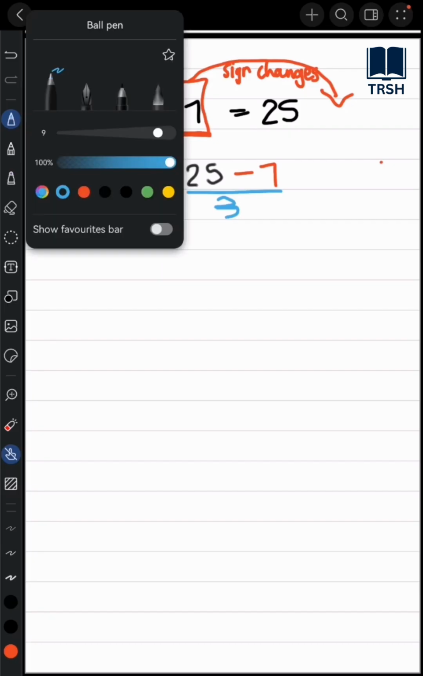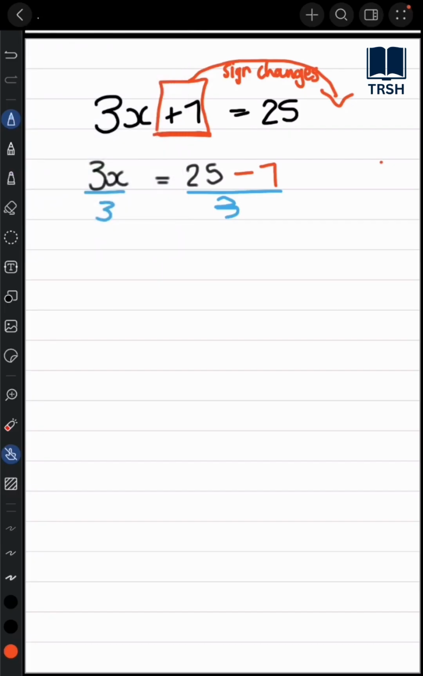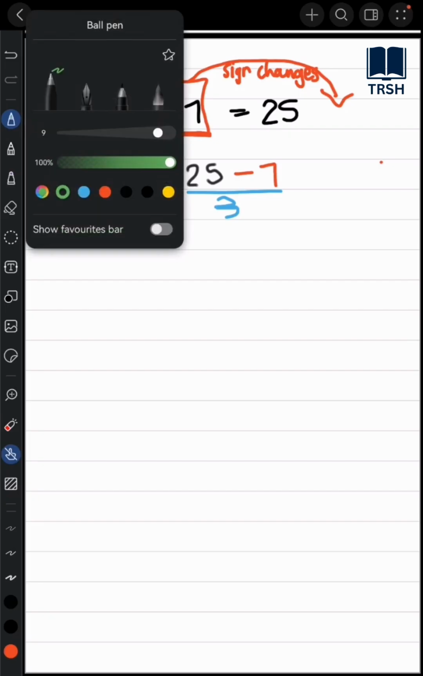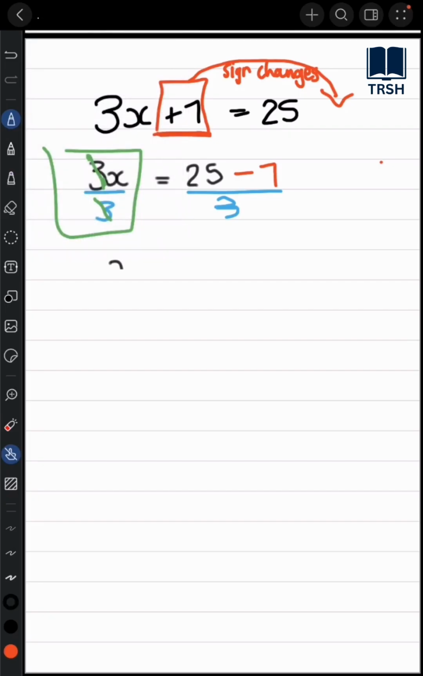Because we're dividing by the same number, that essentially means that this 3 and that 3 on top will cancel. And if those 3's cancel, then what are we left with? We're just left with x. Then we have 25 minus 7, which will give us 18. And then 18 divided by 3. Just do this, 18 divided by 3. And then we have x is equal to 18 divided by 3, which is 6. And that is our answer.